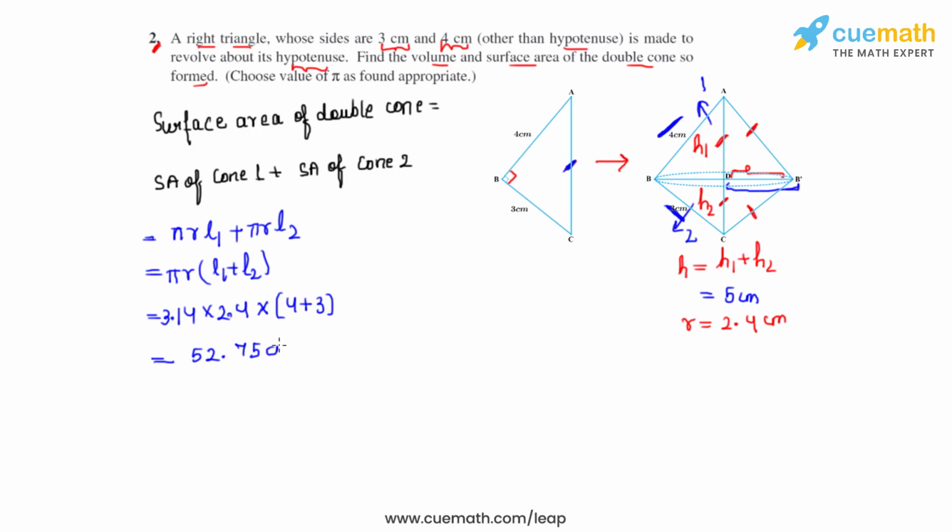52.75 centimeters square, and this is the total curved surface area of the double cone so formed by revolving the right angle triangle about its hypotenuse. And this is how we solve this question.